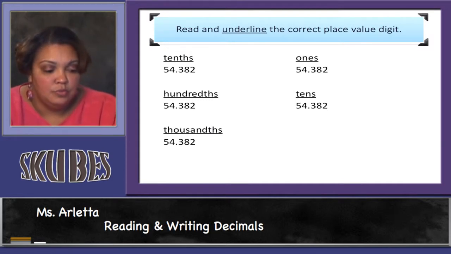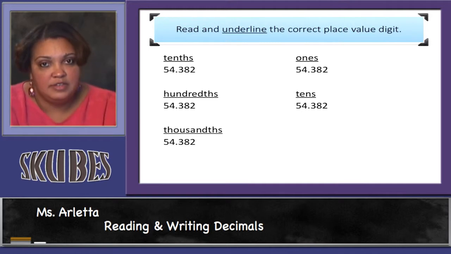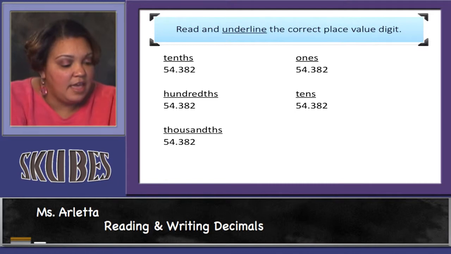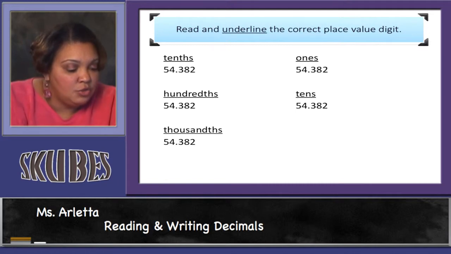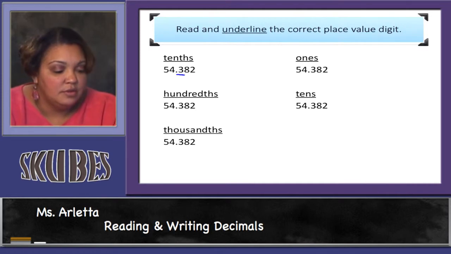54.382. We know that the tenths is a part, and it goes somewhere to the right of the decimal point. Would it be the 3, your 8, or your 2? Or think of tenths, hundredths, thousandths. And if that's the case, the underlined correct digit would be the 3. Let's try the next one.